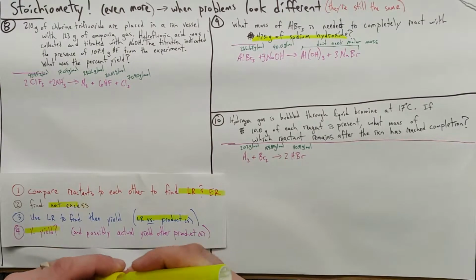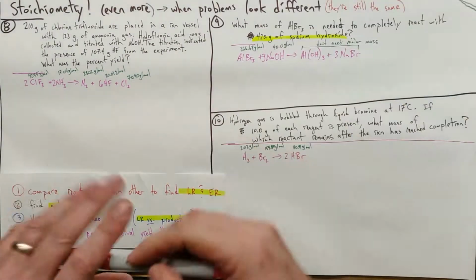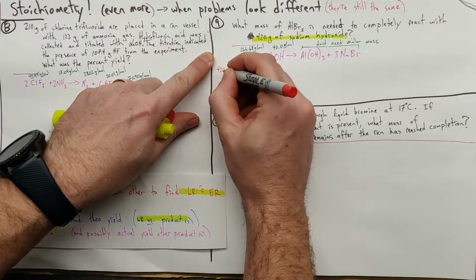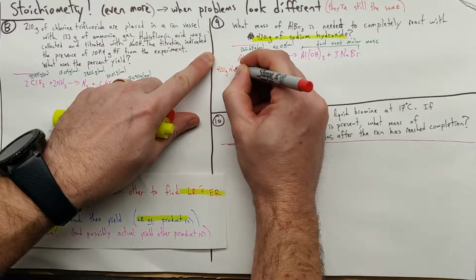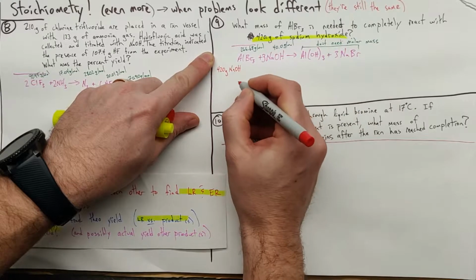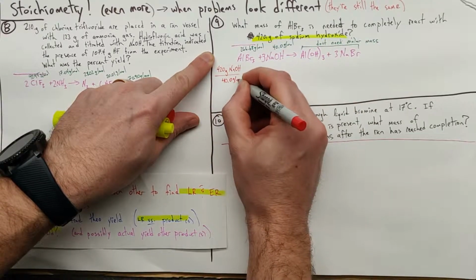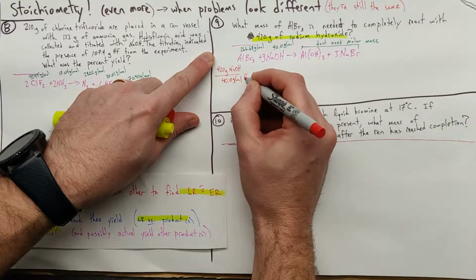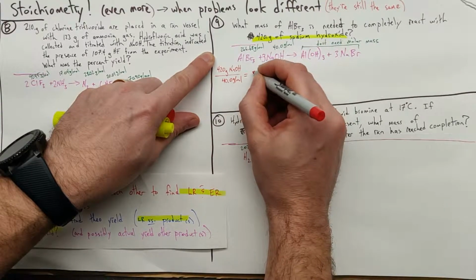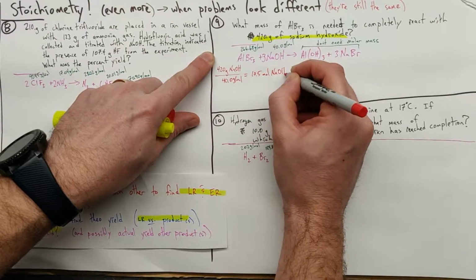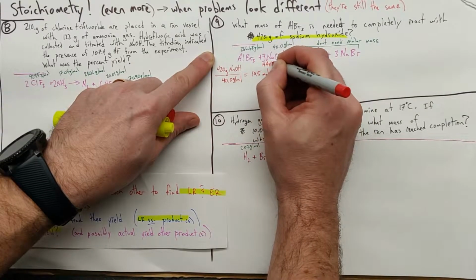We're familiar with these words. So we've got 420 grams of sodium hydroxide. I gave the molar mass here as 40.0 grams per mole. And so we end up with 10.5 moles of NaOH. That is what we have.